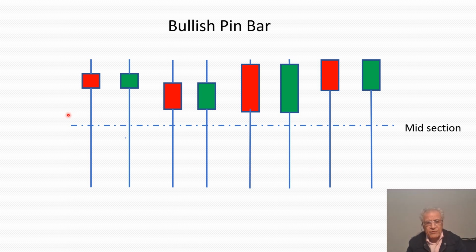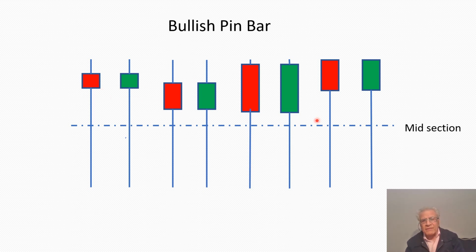Now, in this graph, I show you so many pin bars, bullish or bearish. So this is the mid section of the total length. If the total length is L, that is L over 2. Since all these candles are above the midsection, all of them are considered bullish pin bars, regardless of the color. Let's say this is red, but it is still a bullish pin bar. This is red, it's still a bullish pin bar.